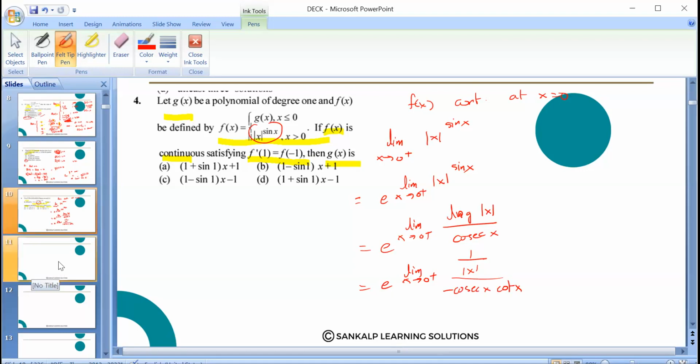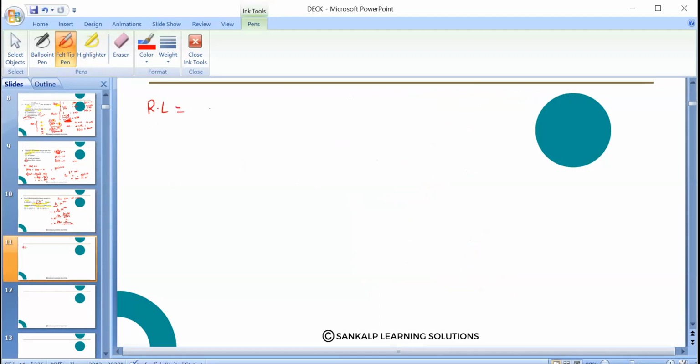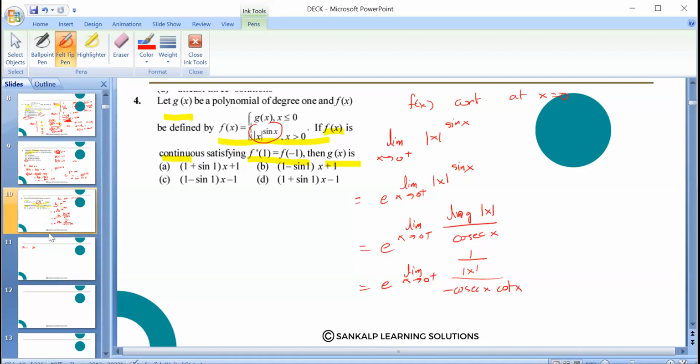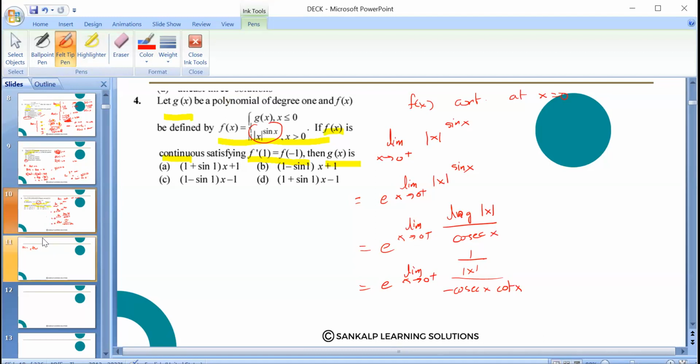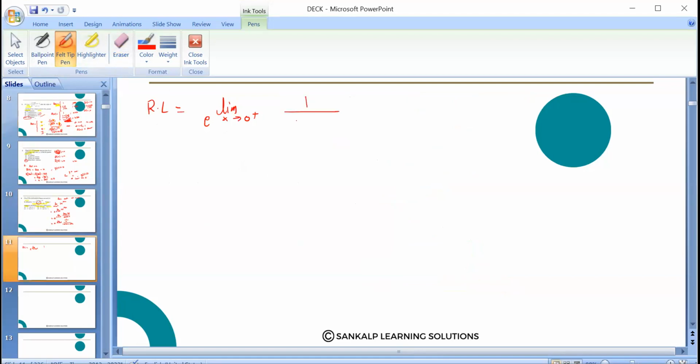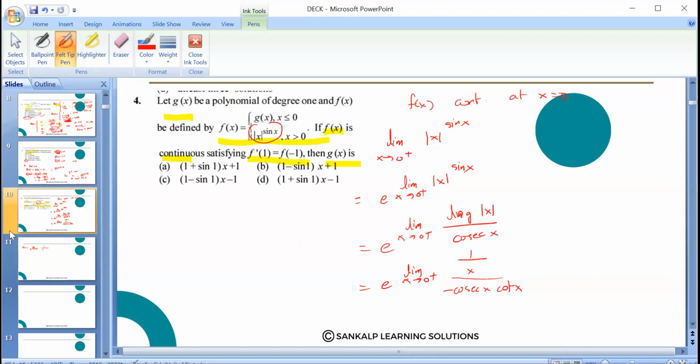So which I will write as, I'm finding the right limit. Limit e power as x approaches 0 plus. Actually, you can remove the mod x. Once the log is gone, you can remove the mod x. And then how will you write? 1 by x. Cosecant is 1 by sine. Cot is cos by sine.